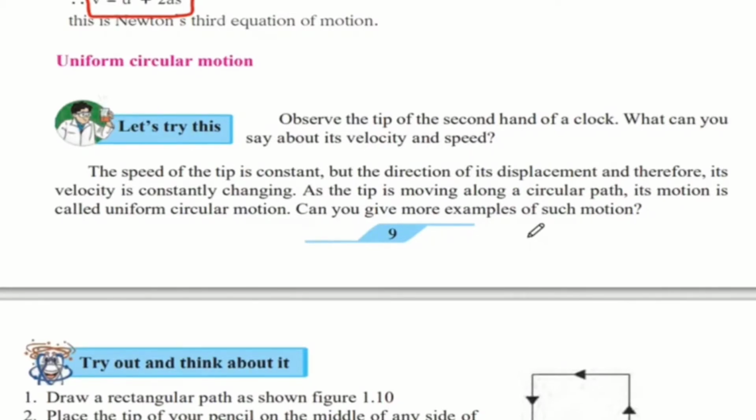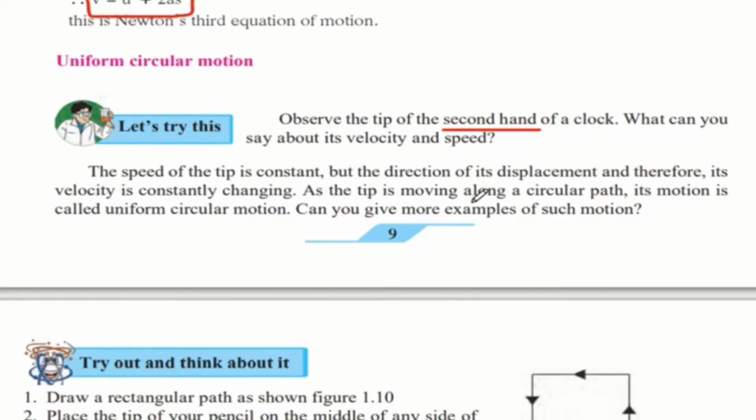So in a clock, you have the hour hand, the minute hand and the second hand. So they are asking about the second hand of the clock. That second hand, every second it moves ahead and it completes one circular motion in 1 minute, that is 60 seconds. The speed of the tip is constant because speed does not depend on the direction of motion, but the direction of its displacement, and therefore its velocity is constantly changing. So since speed does not depend on the direction but velocity depends on the direction, and because the direction of the second hand is constantly changing, therefore its velocity is also constantly changing.